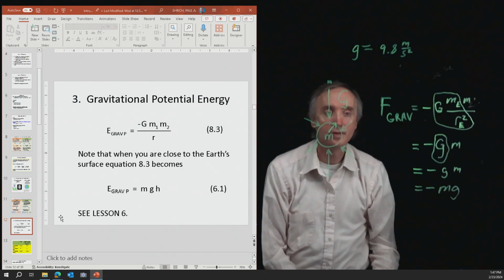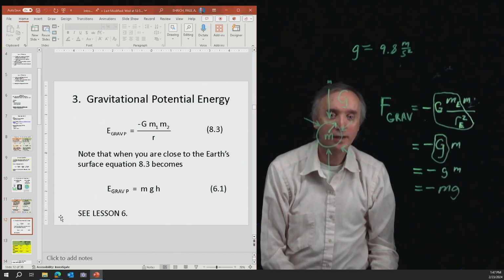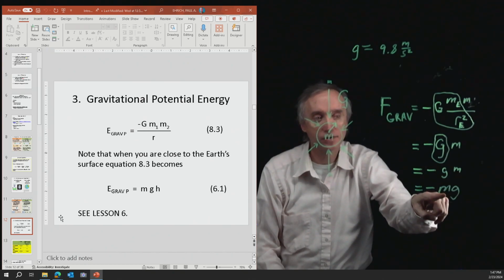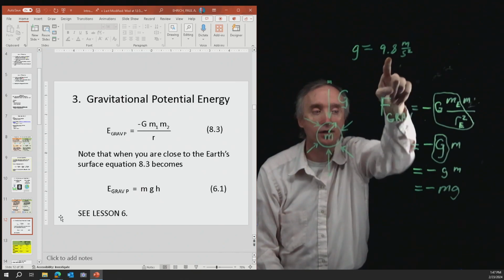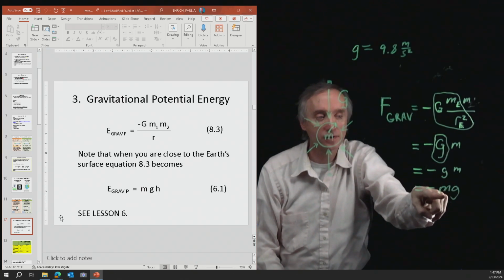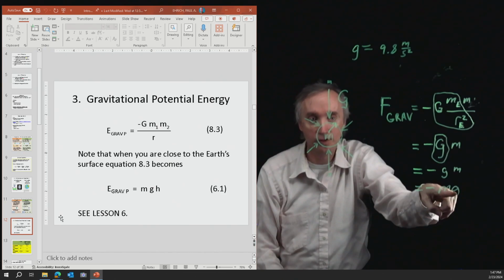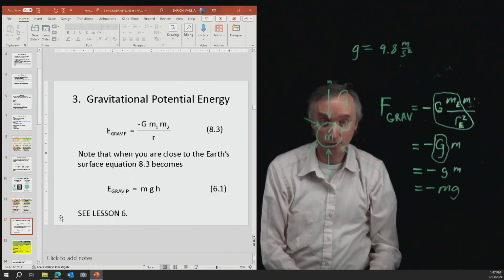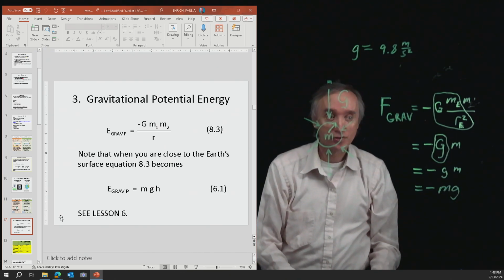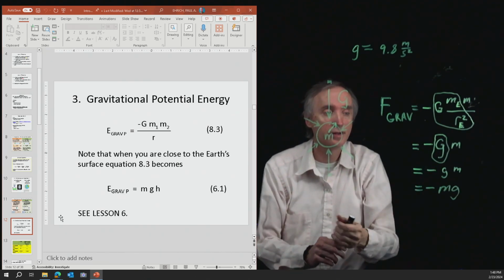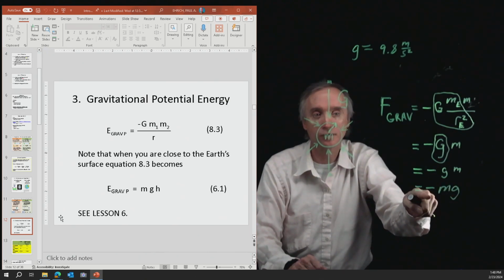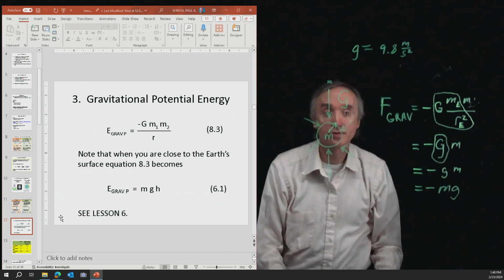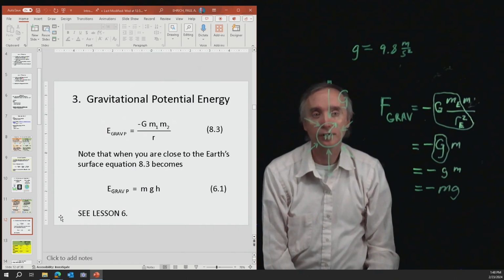Do you remember that that's weight? The weight of an object is its mass multiplied by little g, which was 9.8. So now we know that this is the mass of the object multiplied by the gravitational field of the Earth when you're close to the Earth's surface. So this down here is the approximation for the force of gravity when you're close to the Earth's surface. I wonder if we could do it for energy, and yes, we can.